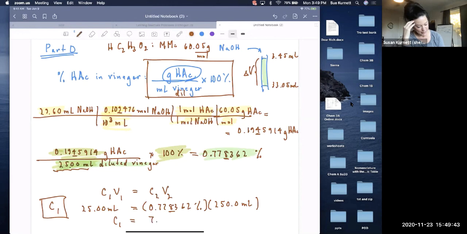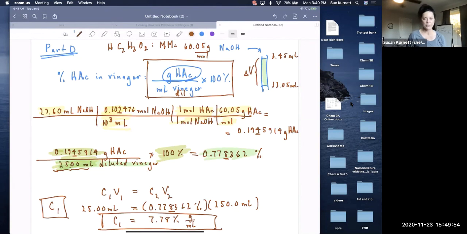And the answer is 7.78%, and it was grams of one thing and milliliters of everything. And here's my first value, rounded to 3 sig figs, but I'm not going to use the rounded value for the rest of the calculations because I don't want to have rounding error.